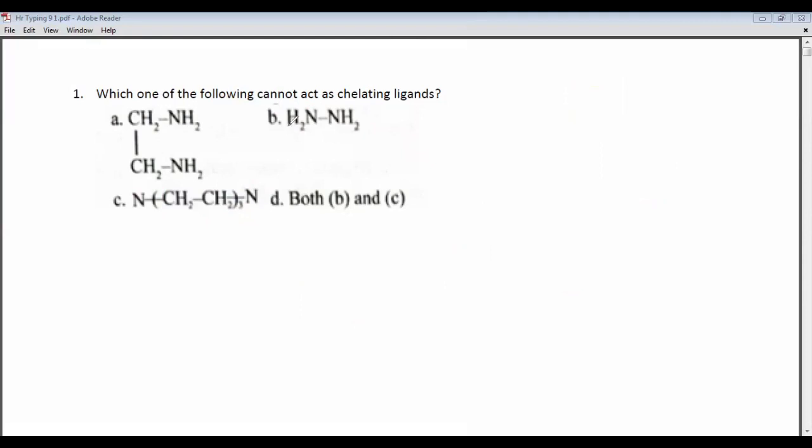So hydrazine and this one also are not able to show the chelate complex. So the choice will be D.